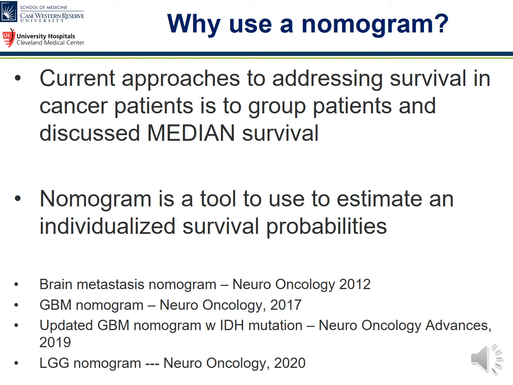A nomogram is an easy-to-use tool where you can look at the particular factors for that patient and use that information to actually estimate individualized survival probabilities. Our group has published multiple nomograms, including 2 nomograms for glioblastoma, a nomogram for brain metastases, and a recent nomogram for lower-grade glioma, which I will talk to you about today.